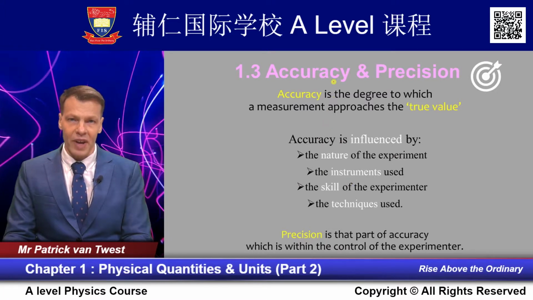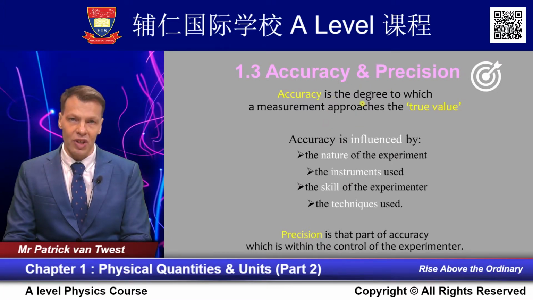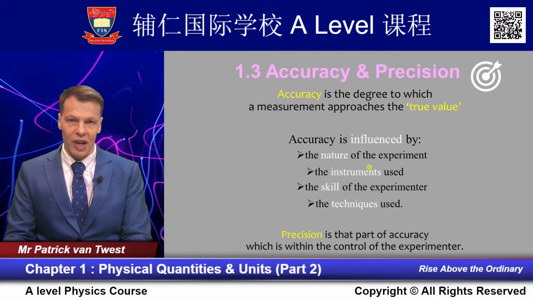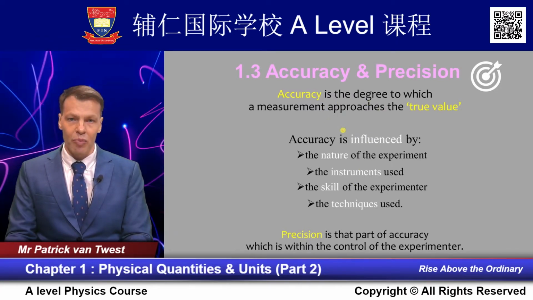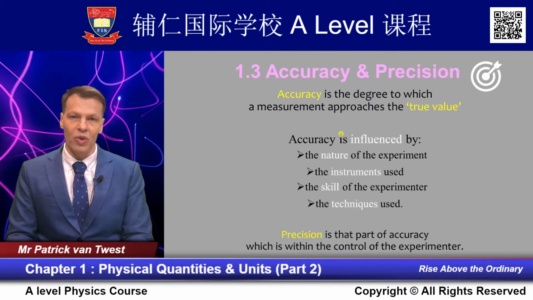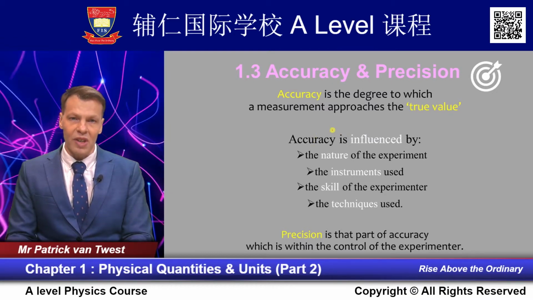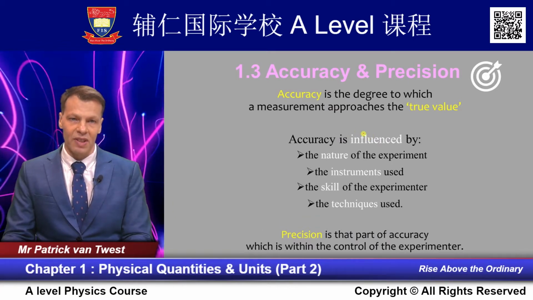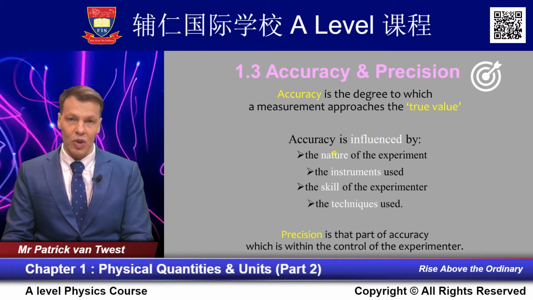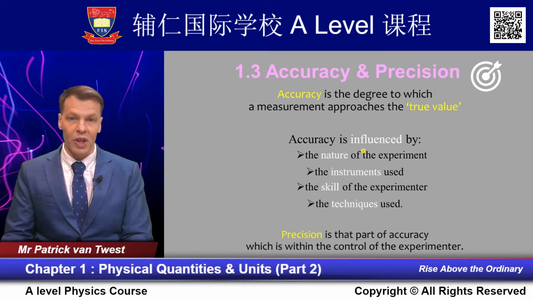So what might affect the accuracy and the precision of measurements for scientists? Well, accuracy is the degree to which a measurement approaches the true or real value, the actual value. So what do you think might influence the accuracy of a measurement? Well, you might think of things like this. It could be the nature of the experiment, just how the experiment is done.